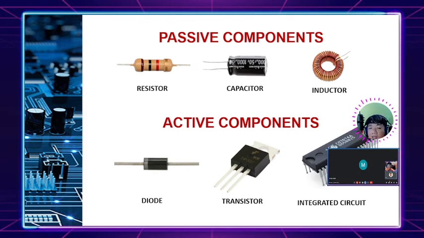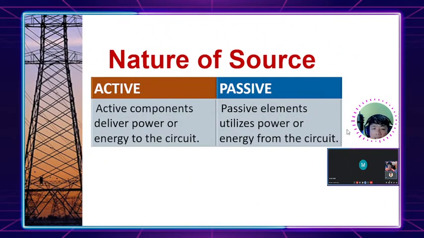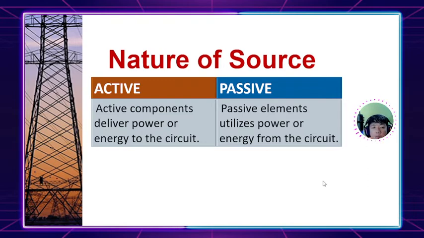So, what is the difference between passive and active components? Let us discuss the difference in detail. Active components deliver power or energy to the circuit, whereas passive components do not provide energy or power, but rather utilize power or energy from the circuit. When we say active, it delivers power. Passive uses power from the circuit.